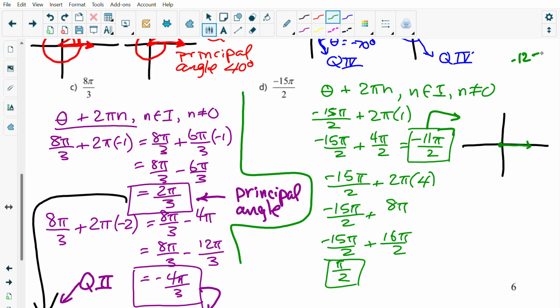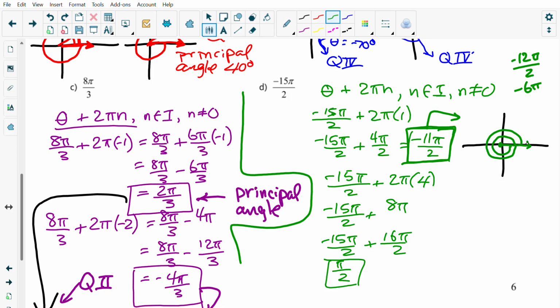So I'm going to start with my initial arm. Negative 12 pi over 2. That's negative 6 pi. So I misspoke. This should be 3 full rotations. So we need to go 3 full rotations, but I'm going negative 11 pi over 2. So I'm stopping pi over 2 units short of 3 full rotations. That hopefully makes more sense.